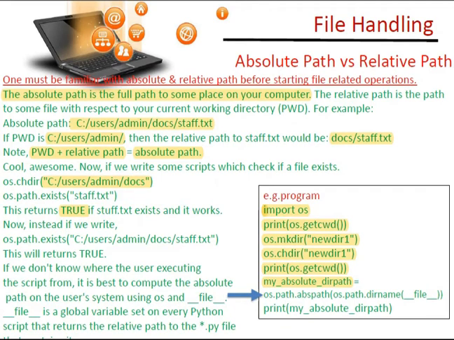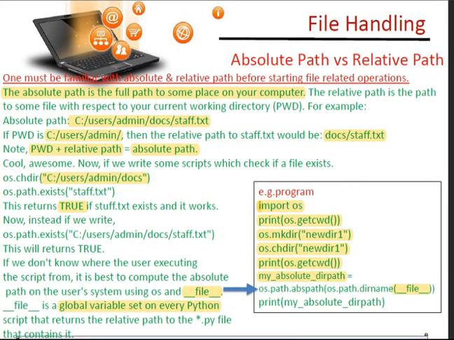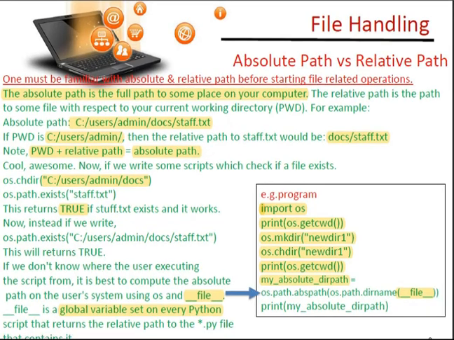Here, what is __file__? If we don't know where the user is executing the script from, it is best to compute the absolute path on the user's system. And __file__ is a global variable set on every Python script that returns the relative path to the Python file that contains it. It means it will show the path related to the current working directory.